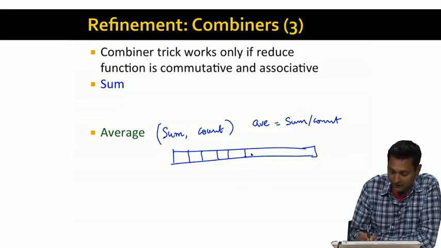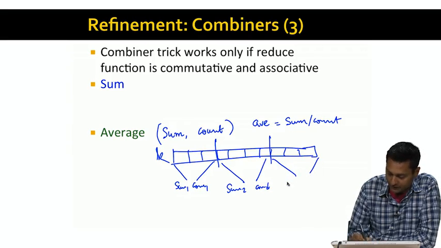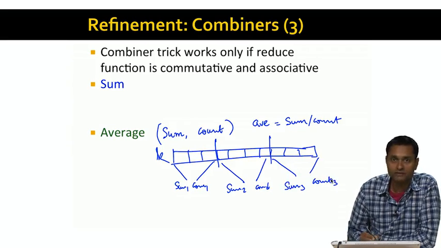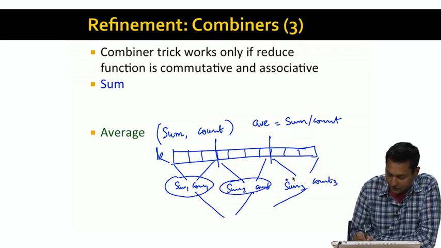Let's say the key and values, and here are the chunks. Now the first combiner computes the sum of this piece and the count of this piece. The second combiner computes the sum of this piece and the count of this piece. And the third combiner computes the sum of this piece and the count of this piece. And finally, all these values, the sums and the counts, get shipped to the reducer.